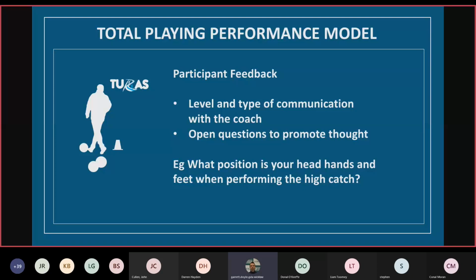So that's the kind of cycle. An example here is when they're performing a skill, you could just ask them, where should your head be, where should your hands be, where should your feet be? You would have demonstrated these three things. You're trying to see, do they pay attention? Can they recall it? Were they listening? Do they understand exactly? Asking this type of question will allow you to see, are they following it? Are they getting it? Do they understand the key teaching points of the skill?